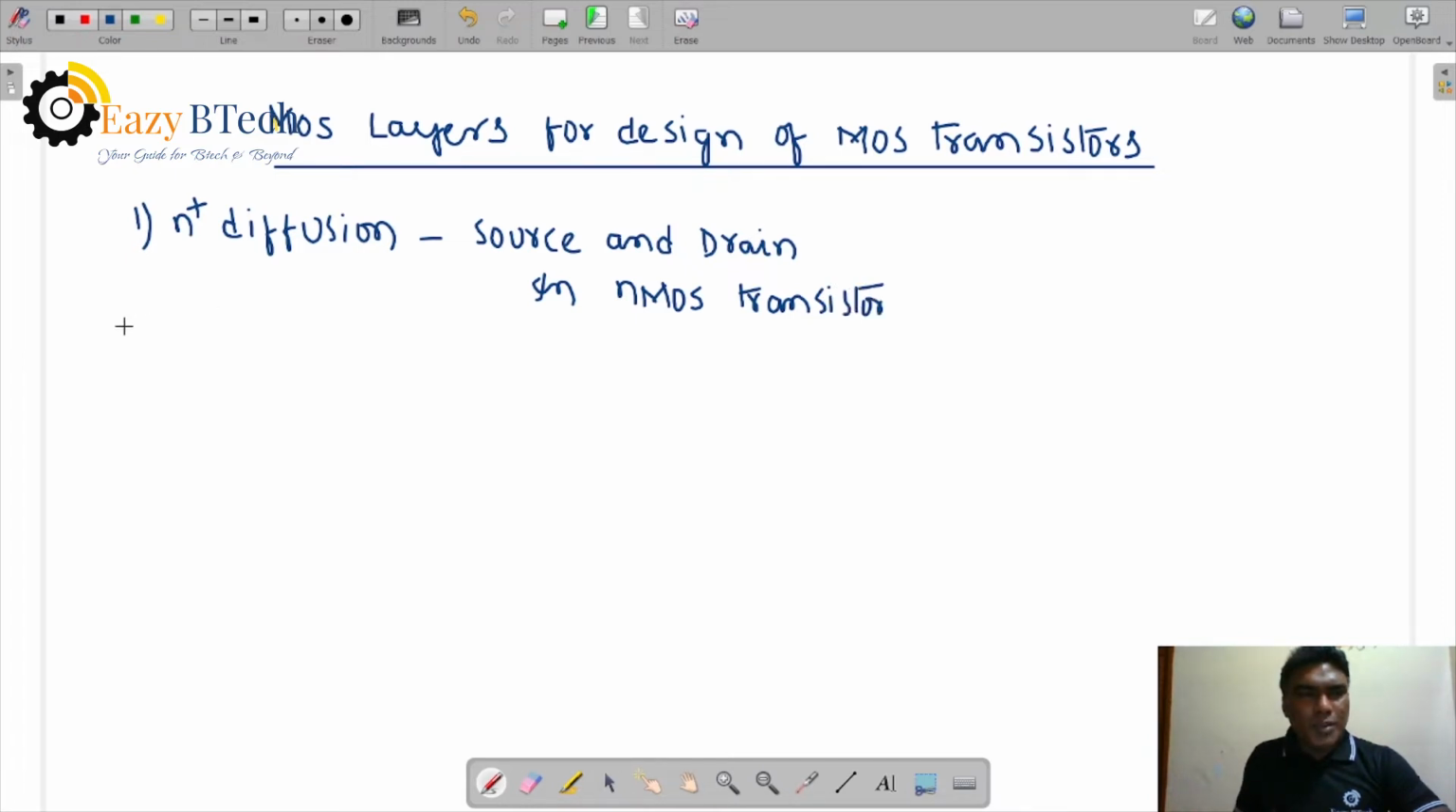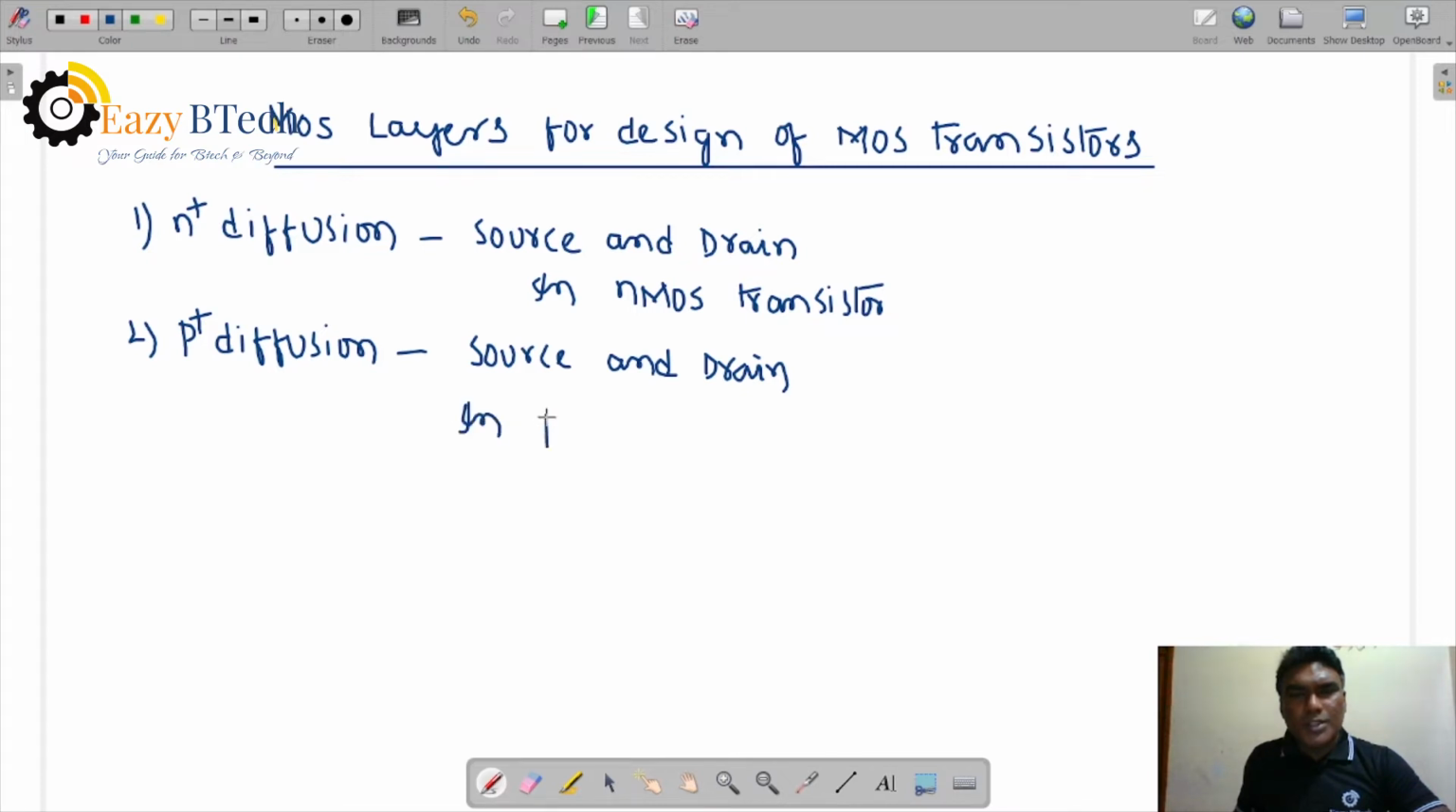The second layer is P plus diffusion. High impurity P-type dopants are diffused into the substrate area for the design of a PMOS transistor. So P plus diffusion acts as the source and drain terminals in a PMOS transistor.